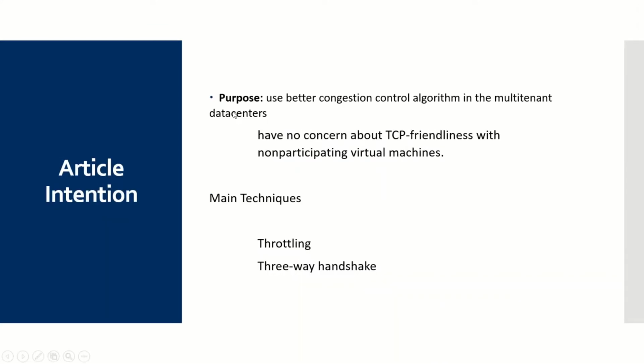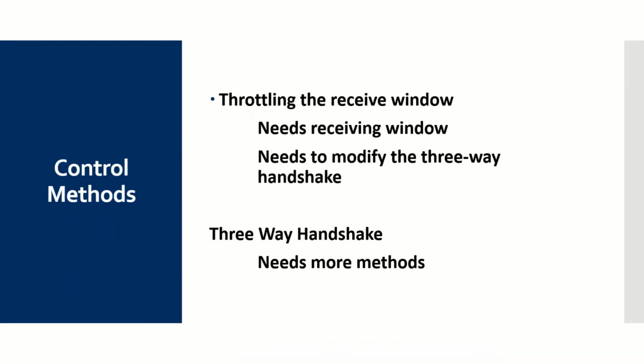The purpose of this research was to use a better congestion control algorithm in multi-tenant data centers while not being concerned with TCP friendliness with non-participating virtual machines. The authors of this article emphasized throttling the receive window and modifying the three-way handshake. Throttling the receive window relies on the receive window, and so does modifying the three-way handshake. This means the congestion window will not be used.